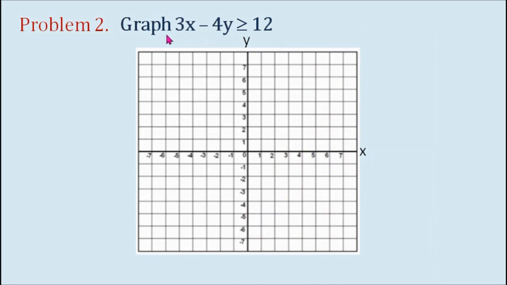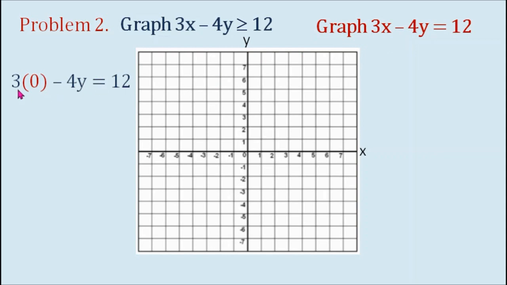Example number 2. Graph 3x minus 4y is greater than or equal to 12. Again, the first thing that we are going to do here is change the inequality sign to an equal sign and graph the line. So we are going to graph the line 3x minus 4y equals 12. Our equation is written in standard form, and the fastest way to graph the line is using the x and y intercepts. When x is 0, that is 3 times 0 minus 4y equals 12.